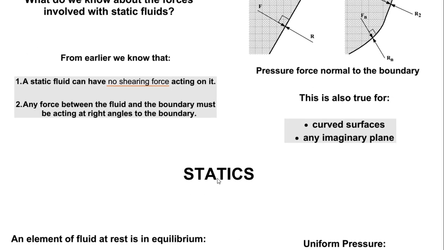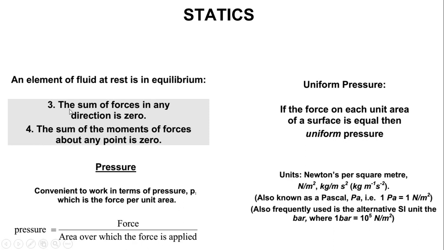like what we've talked about. Then number 3 is the sum of forces in any direction is equal to 0, which means that the fluid is at rest and is in equilibrium. So the sum of forces should be equal to 0. Then the summation of moments of the forces should also be equal to 0. So if we are looking at rotation of fluid, if the fluid is at rest, it's supposed to give us moments equal to 0.